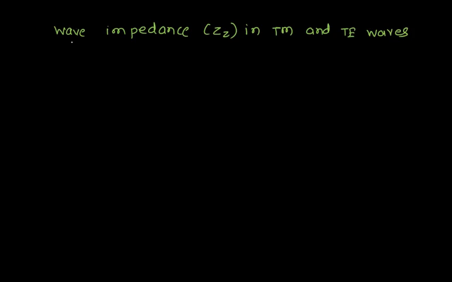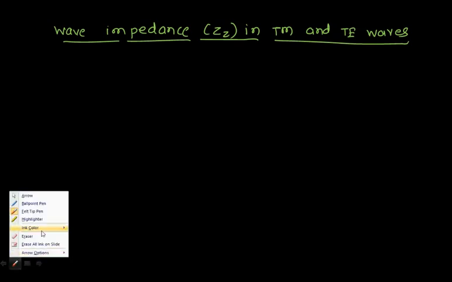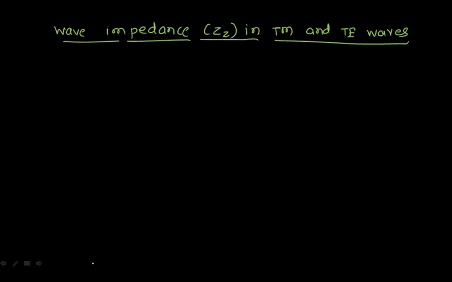First we'll talk about what we mean by wave impedance, and then we'll talk about the TM and TE waves. Okay? So the wave impedance is nothing but the ratio of, you can say, ZZ, it is nothing but Ex by Hy, otherwise you can say this is nothing but minus Ey by Hx.